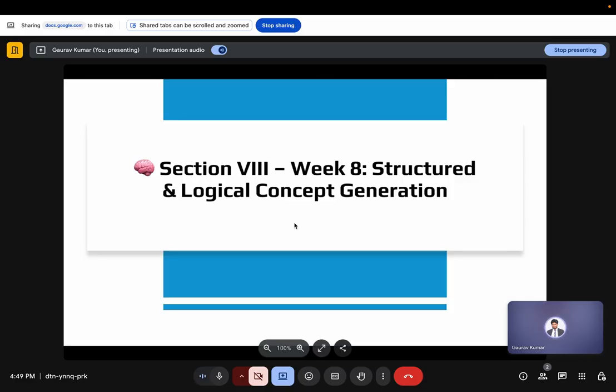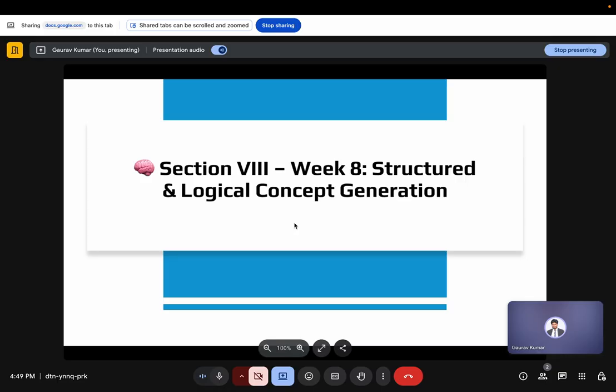Now slowly moving towards the next week: week 8, structured and logical concept generation. In this week we will learn systematic concept development, heuristic and trigger techniques, checklist, analogy, and hybrid concept generation. These are the concepts we will quickly see.